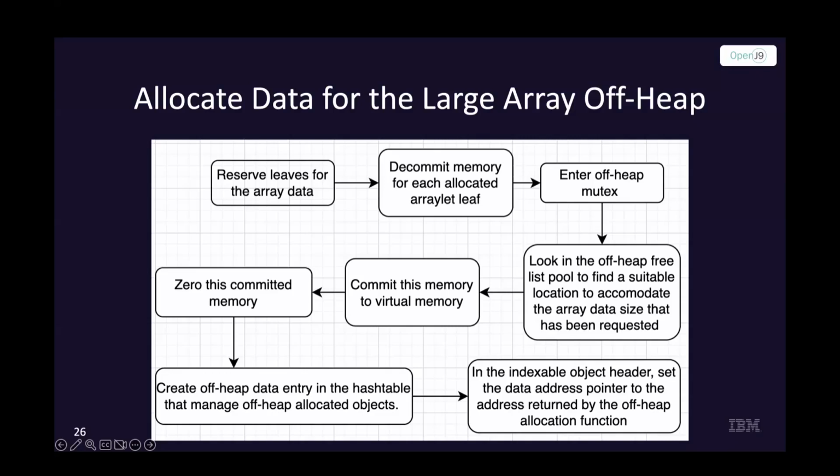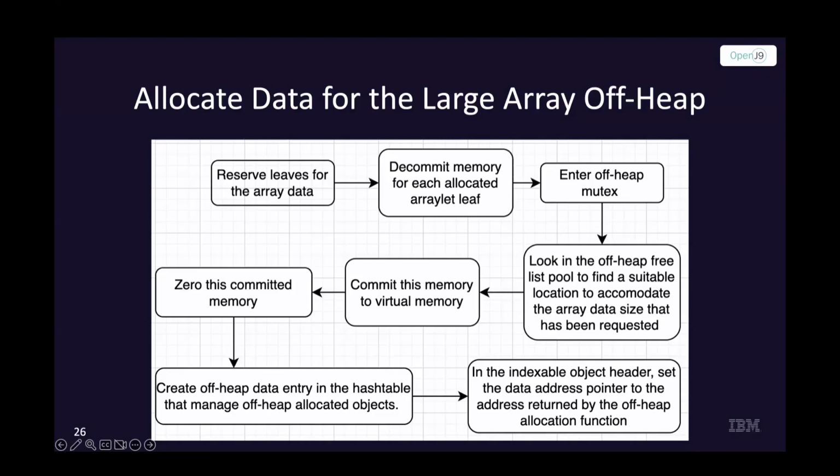So after this, we create an off-heap data entry in the hash table that manages off-heap allocated objects. This entry will contain the data address pointer, the size of the data stored, and the proxy object pointer, which is the in-heap spine object that owns, quote unquote, this data. So this allows us to map this off-heap data address pointer to the proxy object that resides in heap.